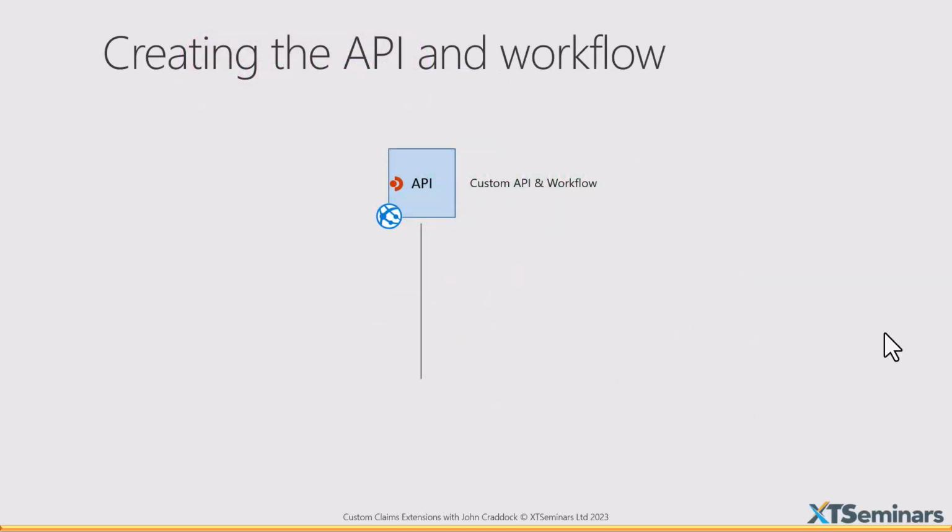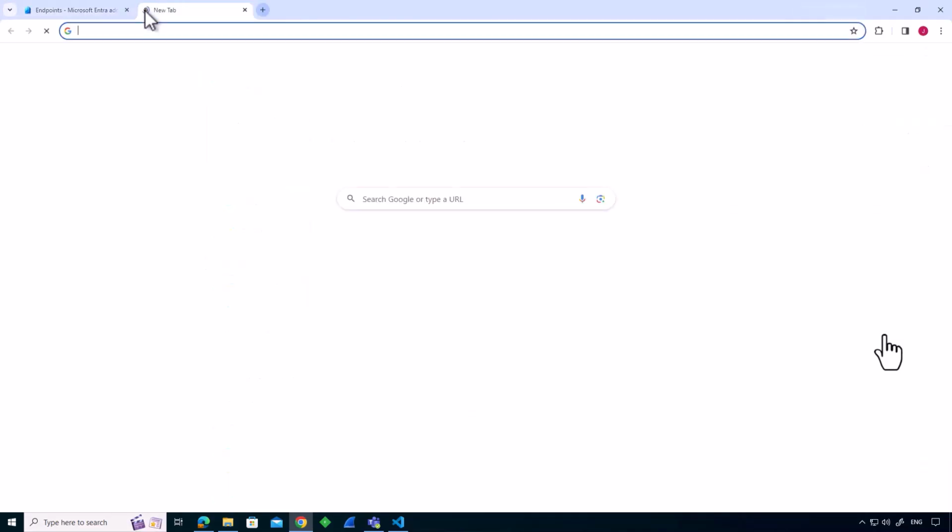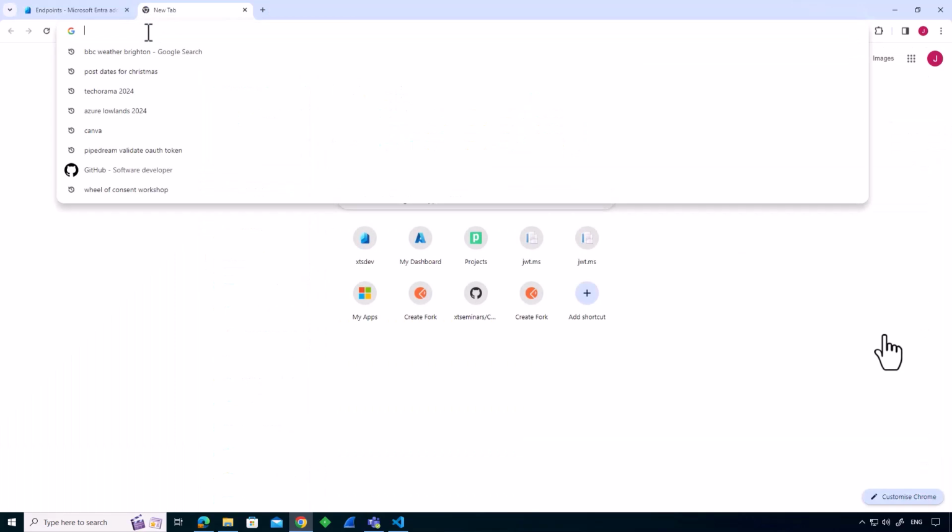So let's go and actually look at that in terms of creating the workflow. So there's my API, and when it gets called by Entra ID, I will get full user details. So what I need is to be able to receive all those user details, and then I need a piece of code that is going to retrieve additional claims from a system of record. And then I'm going to return those additional claims. We need to summon up Pipedream, and we can get a free account with Pipedream.